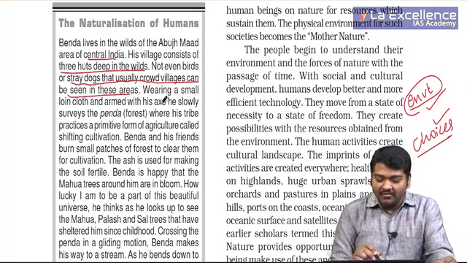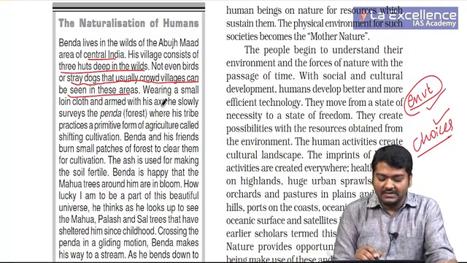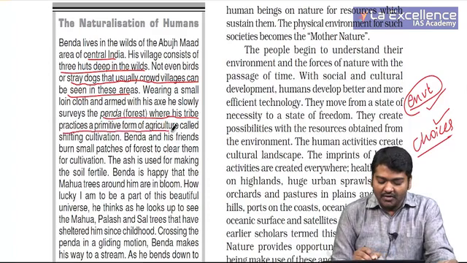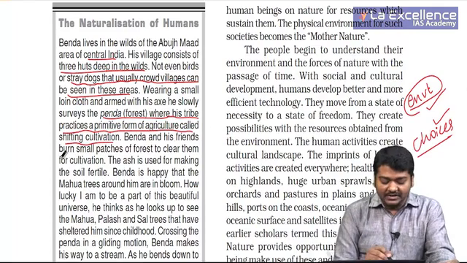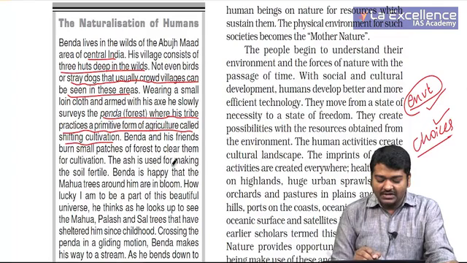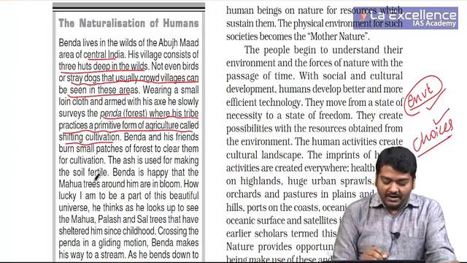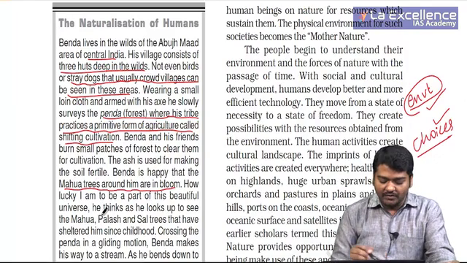Nothing is there. Wearing a small loin cloth and armed with his axe, he slowly surveys the Penda forest where his tribe practices a primitive form of agriculture called shifting cultivation. Benda and his friends burn small patches of forest to clear them for cultivation. The ash is used for making soil fertile, and he is happy that the mahua trees around him are in bloom. How lucky I am to be part of this beautiful universe.